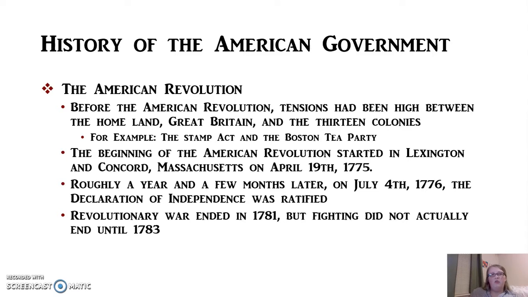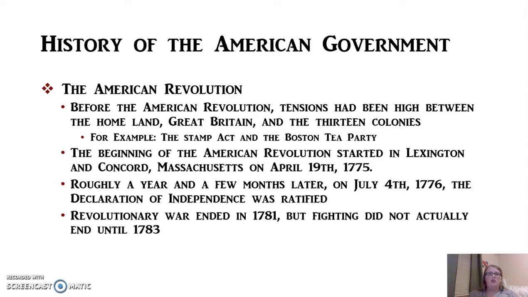So for a couple of years, more than a couple, probably like 20 or so years, Great Britain, the homeland, and the 13 colonies had very high tension, probably due to some of the acts, like the Stamp Act, that put a tax on every paper product, so newspapers, birth certificates, things like that.